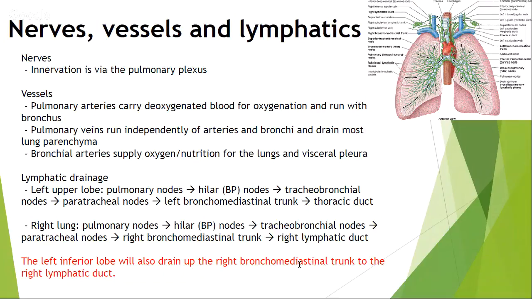The bronchial arteries supply oxygen and nutrition to the lungs and the visceral pleura, so the parenchyma, whereas the pulmonary arteries are the ones that are carrying the deoxygenated blood to be oxygenated at the lungs. Also, the bronchial veins will then drain into the pulmonary veins before they reach the systemic circulation. So a small amount of deoxygenated blood will be added back into that freshly oxygenated blood before it enters the systemic circulation.